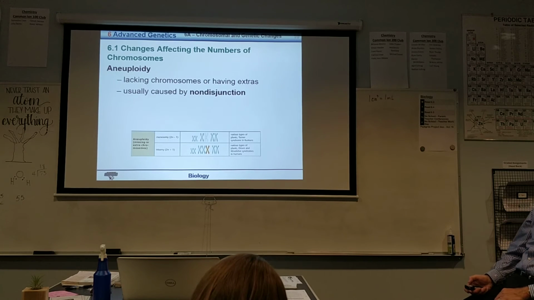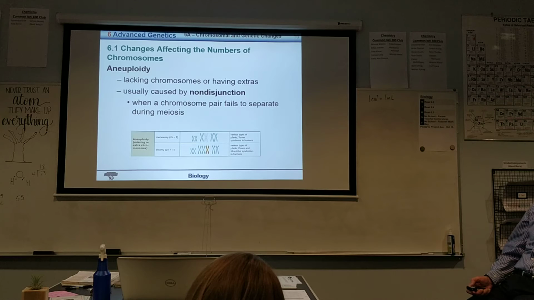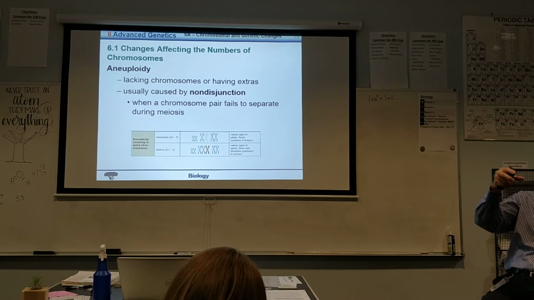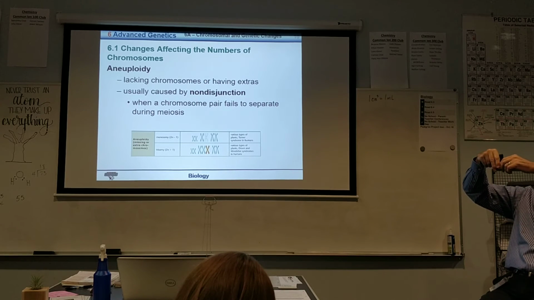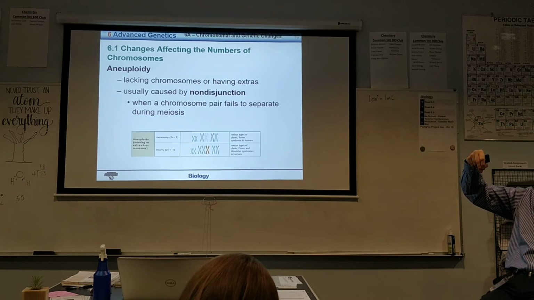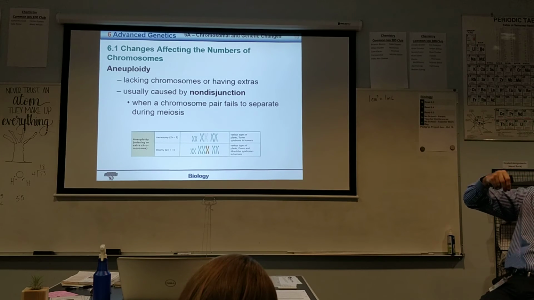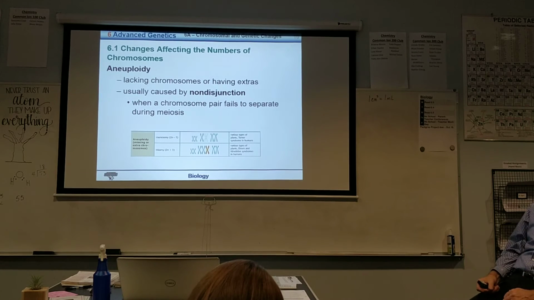So this is caused by something called non-disjunction. This is where a chromosome pair fails to separate. Like I told you, two of them go one way and none the other way for that one chromosome, instead of one going one way and one going the other way, which they're all supposed to do. We had one of them that didn't do that. And it's typically chromosome 21 for Down syndrome.